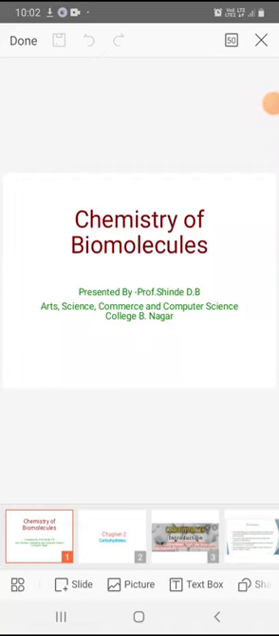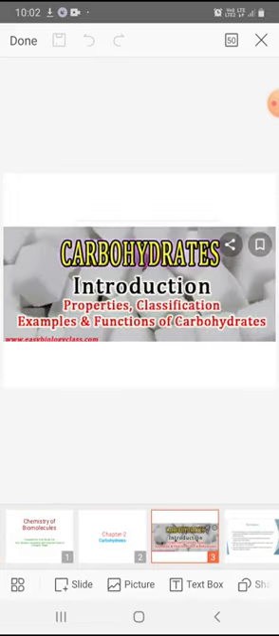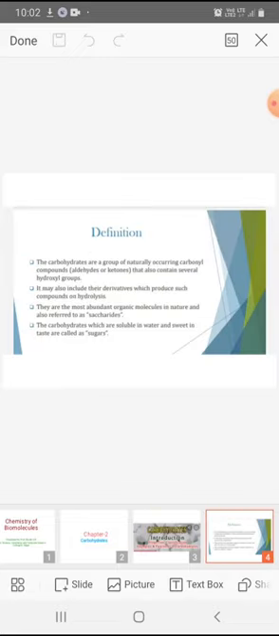Hello friends, today we have learned the subject chemistry of biomolecules, in which the chapter is carbohydrates. So in this we are studying the introduction of carbohydrates, then the properties, classification, examples and functions of carbohydrates. First, the definition of carbohydrate.